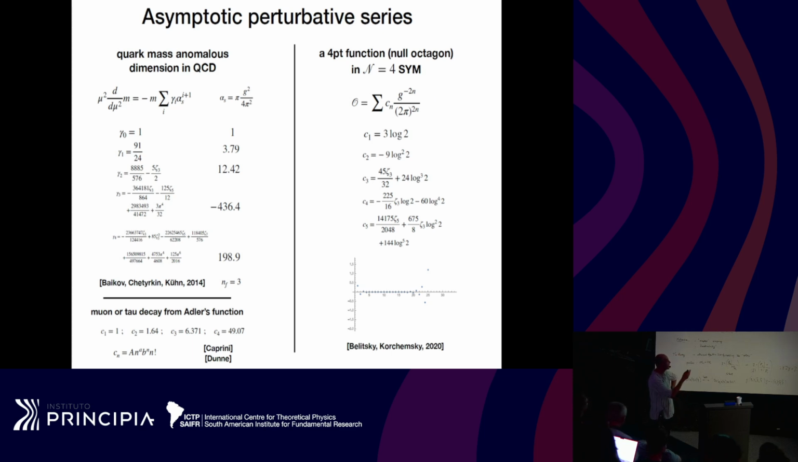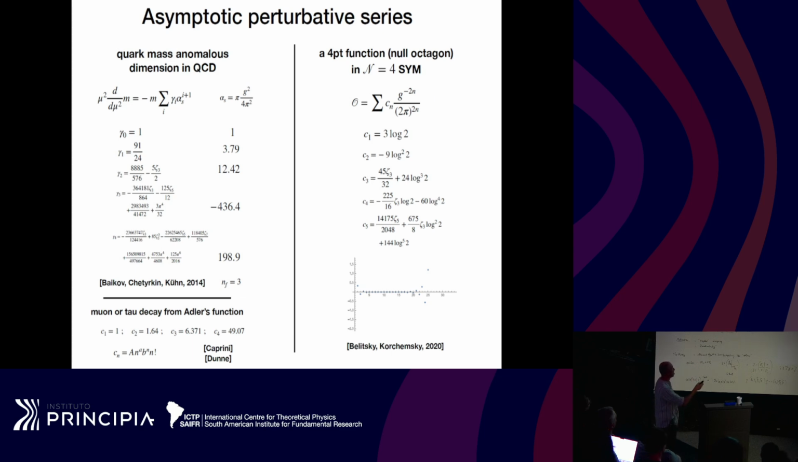I'm listing here perturbative expansions in two theories. On the left, you have QCD. On the right, you have N=4 super Yang-Mills. What I wrote here is basically the quark mass anomalous dimension. It has been calculated up to 4 loops, and you can see the result. You can see some odd zeta functions, even zeta functions, and these expressions grow. If you evaluate numerically, you would see that they are really growing.